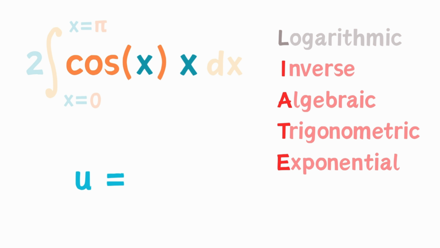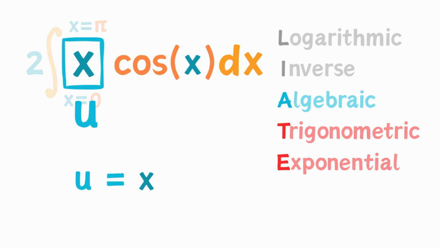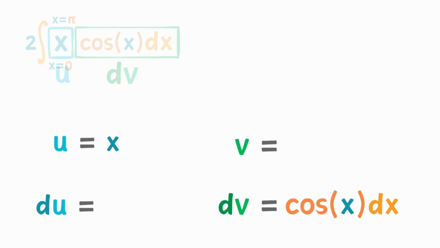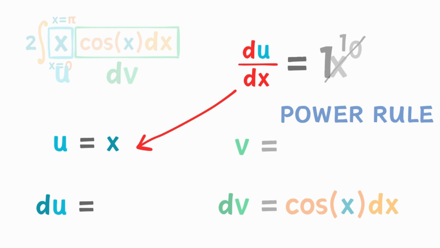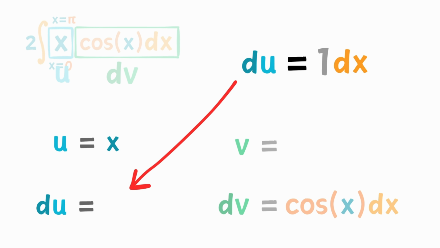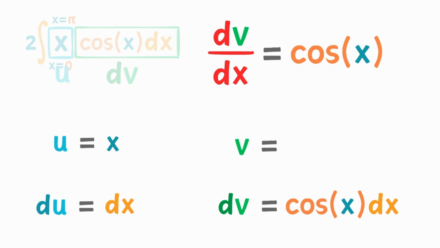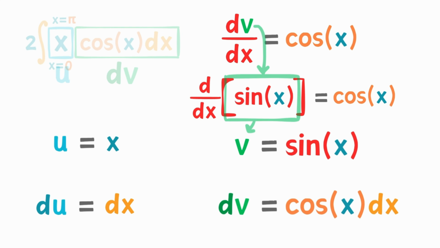There's no logarithms, no inverse functions, but yes, there is an algebraic function, x. So once again, the trigonometric function can be paired with dx to become dv. For du, we take the derivative of u with respect to x. That's the same as the derivative of x to the power of 1, which is just 1. So du is 1 times dx. Using what we have for dv, we know the derivative of v with respect to x is cosine of x. The derivative of sine of x is cosine of x, so v must be sine of x.